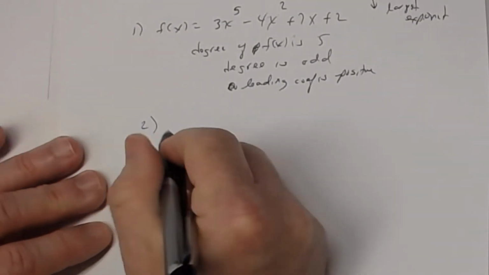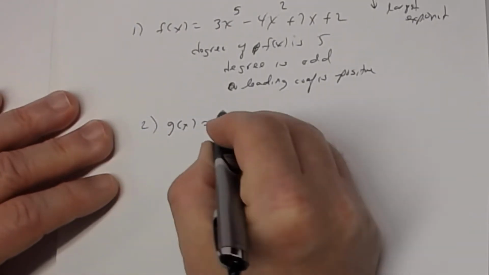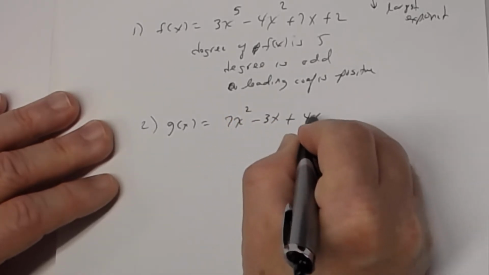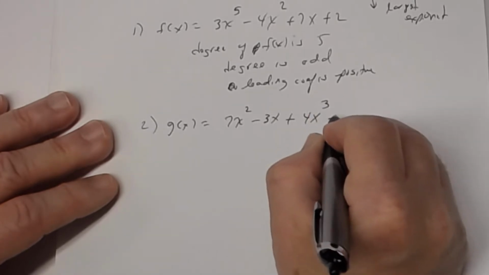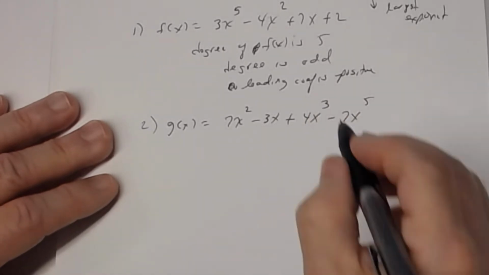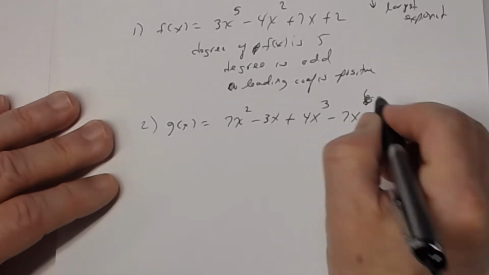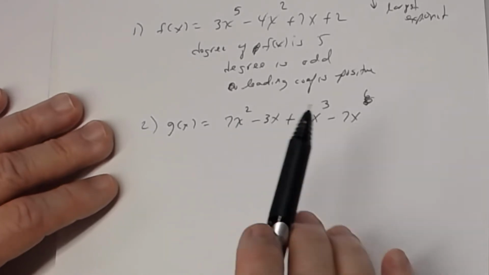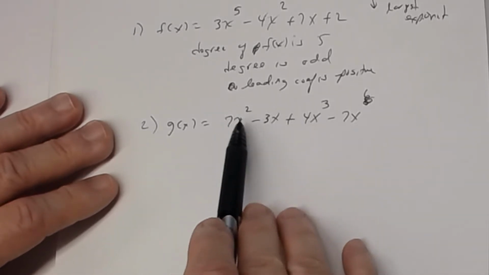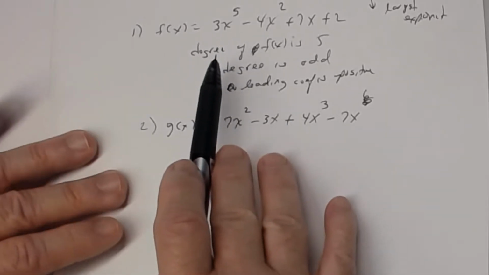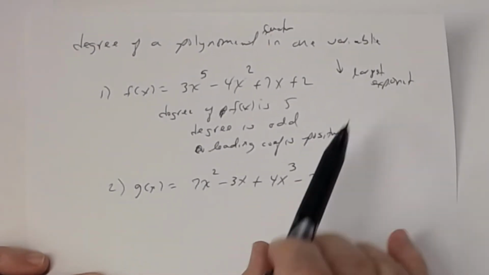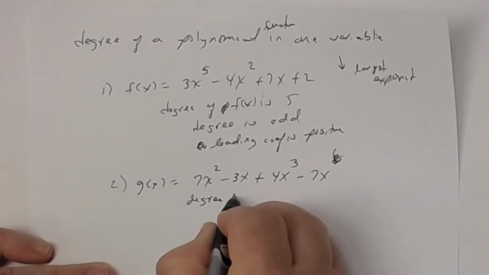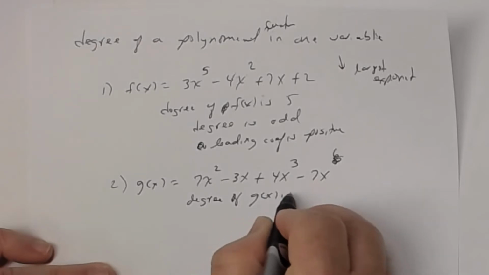All right, here's another quick example. Suppose we had g of x equals 7x squared minus 3x plus 4x to the third minus 7x to the sixth. Now you have this polynomial, and it is not in descending order, so you have to be careful. Don't say the degree is 2. Remember, the degree of a polynomial in one variable is the largest exponent. The largest exponent is 6, so the degree of g of x is 6.